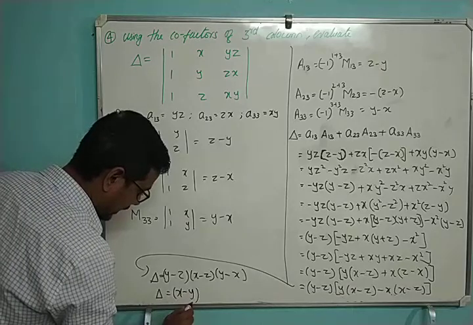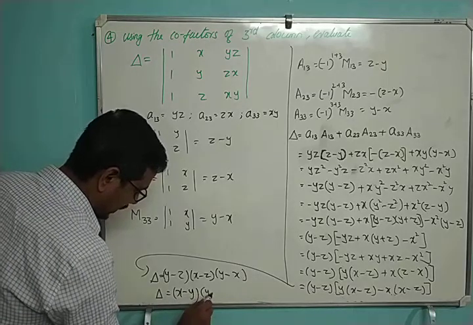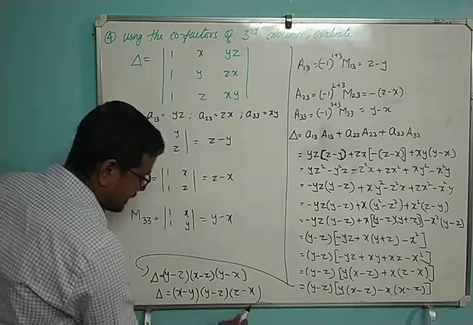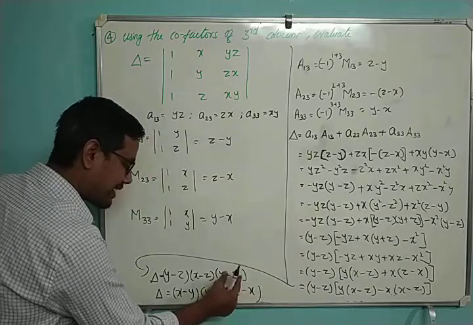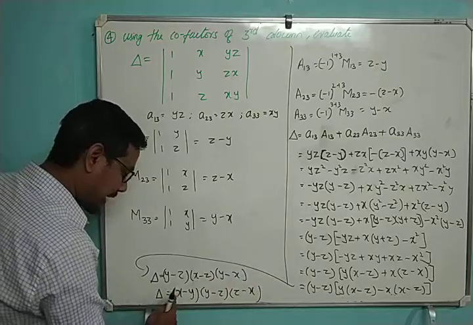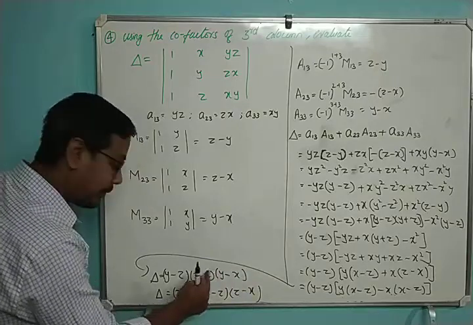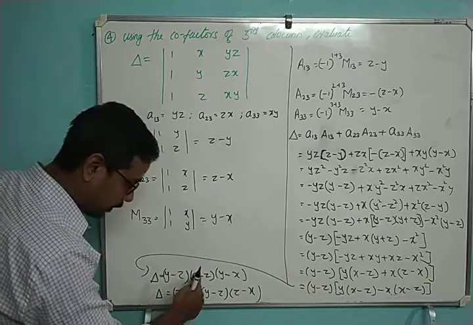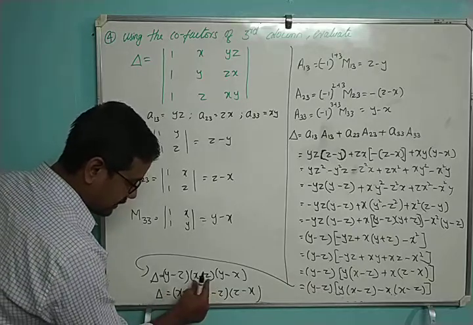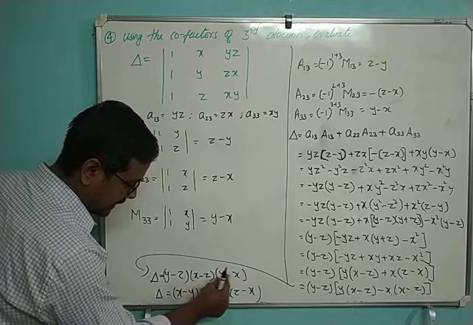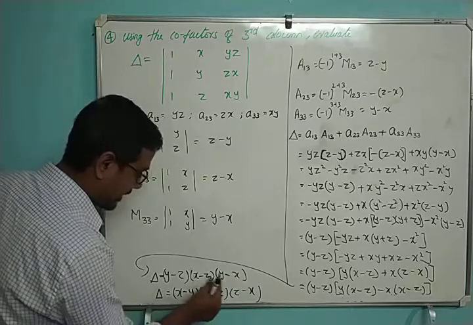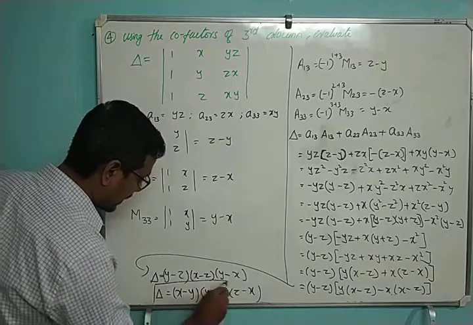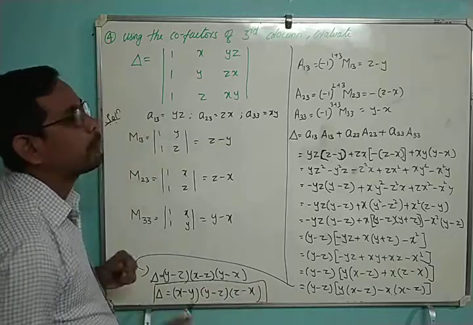X minus Y, Y minus Z, Z minus X. See, here X minus Y, Y minus X is there. So if I make it as X minus Y, 1 minus will come. And here X minus Z is there. If I make it as Z minus X, 1 more minus will come. So reversing this will give me minus, reversing this will give me 1 more minus. Minus into minus, once again it becomes plus. So this is how you have to proceed.